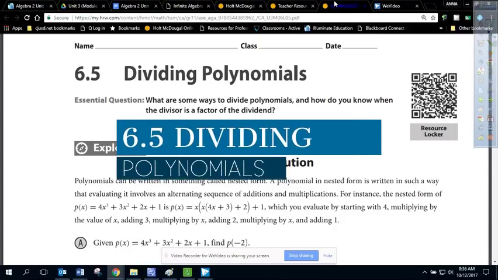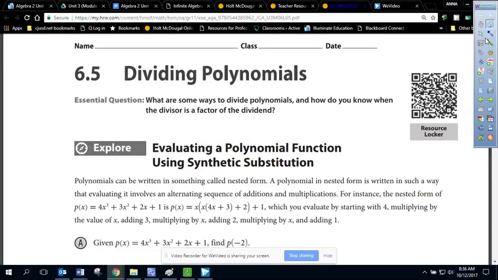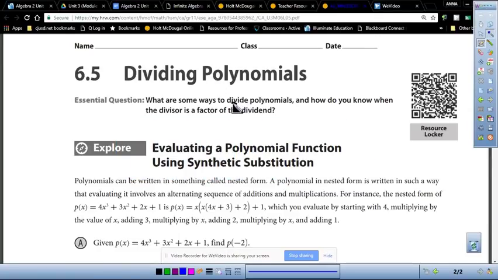Today we're going to be dividing polynomials. Our essential question for today is, what are some ways to divide polynomials, and how do you know when the divisor is a factor of the dividend? This last part we probably won't get to until the next lesson on Monday, but we definitely will learn some ways to divide polynomials.